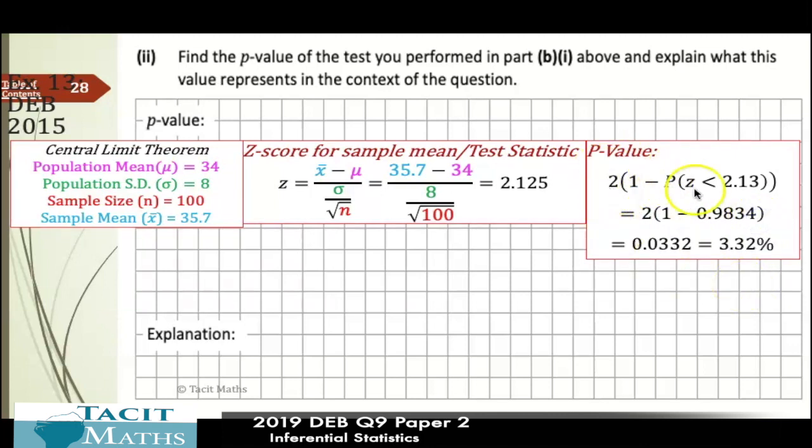Okay, now some people learn that a different way, and whatever way you want to do it is fine, but I think that's the simplest way of doing it. 2 multiplied by 1 minus that percentile, and that's your p-value then. Right, now having the p-value is one thing, but now we need to explain what the p-value means.